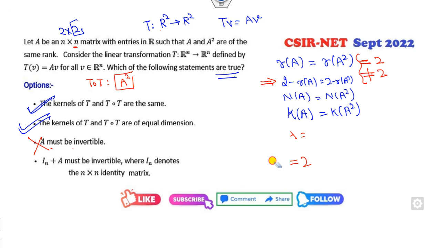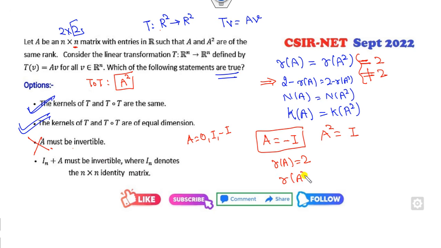Now, is I plus A invertible or not? Must it be invertible? Again, you can choose these examples. Fine. I plus A. If I choose A equal to minus I, what is my A square? Plus I. Rank of A is 2, rank of A square is 2. So this condition is satisfied. But what is A plus I? 0. So the determinant of A plus I is 0. So is it invertible? No. So the right answers are A and B, the correct options.